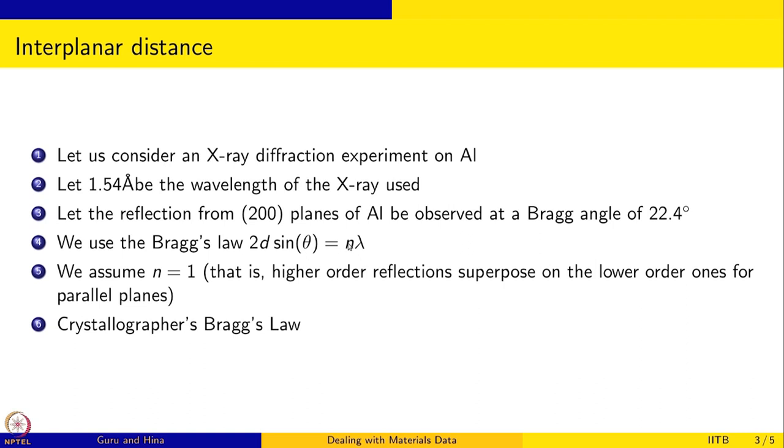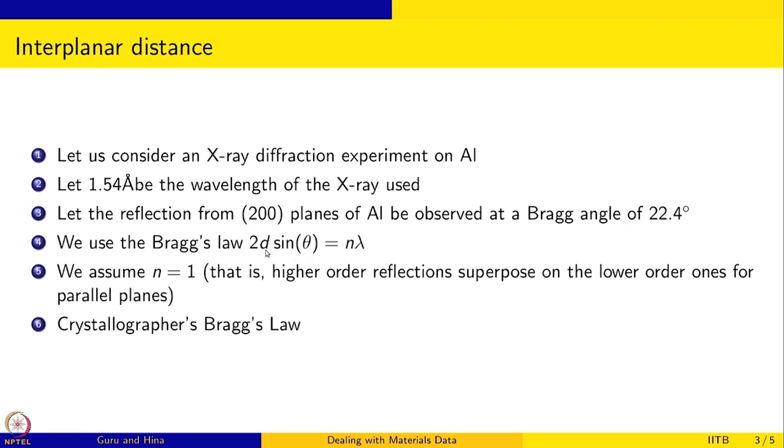We are going to use n to be 1, where lambda is the wavelength of the X-ray, theta is the Bragg angle. But remember, this is sin theta, so this value should go as radian and not as 22.4 degree. And d is what we are trying to calculate, that is the interplanar distance between the 200 planes. So we are going to use n is equal to 1. What does that mean? That means that higher order reflections superpose on lower order ones for the parallel planes. So this is known as crystallographer's Bragg's law. So we are going to use that.